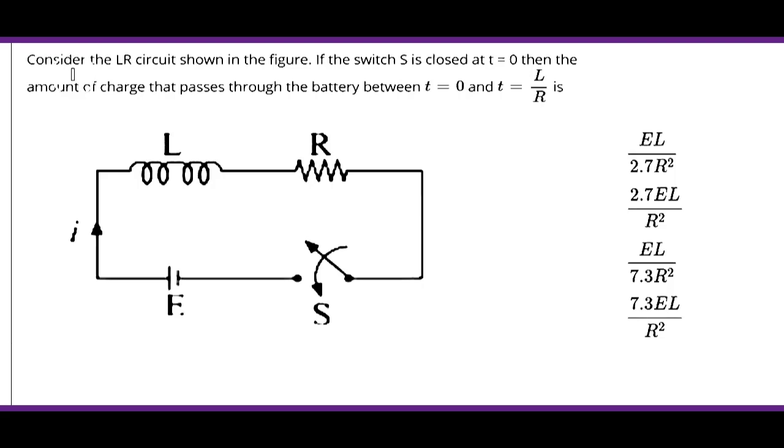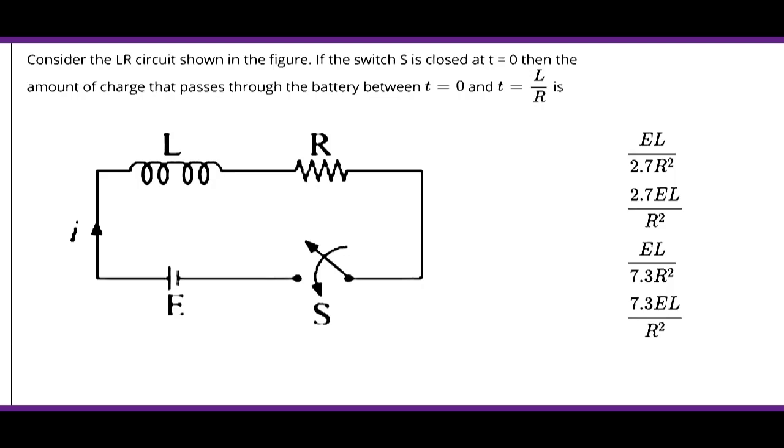Hello everyone. In this question, we are given an LR circuit shown in the figure. If the switch S is closed at t equals 0, then the amount of charge that passes through the battery between t equals 0 and t equals L by R is equal to what? So we have to find the amount of charge which passes through the battery in this time.